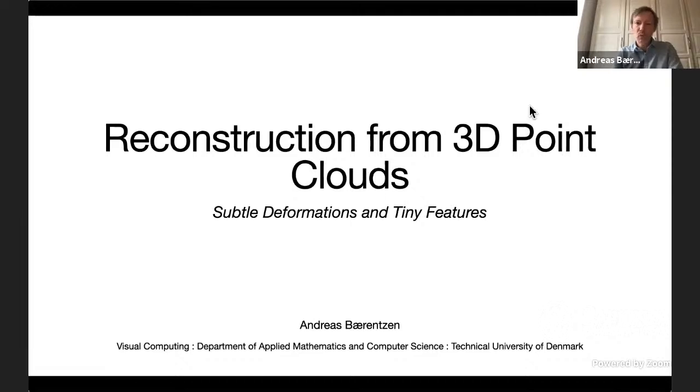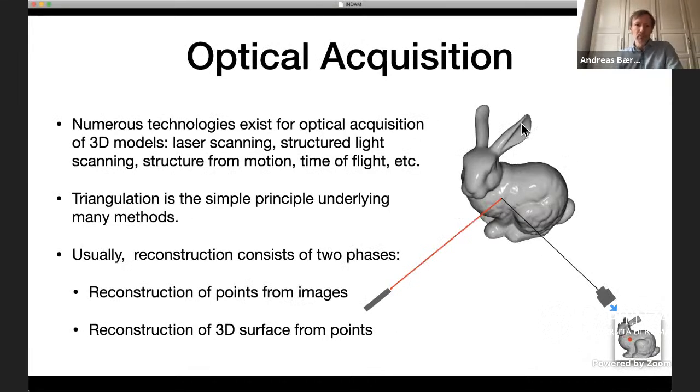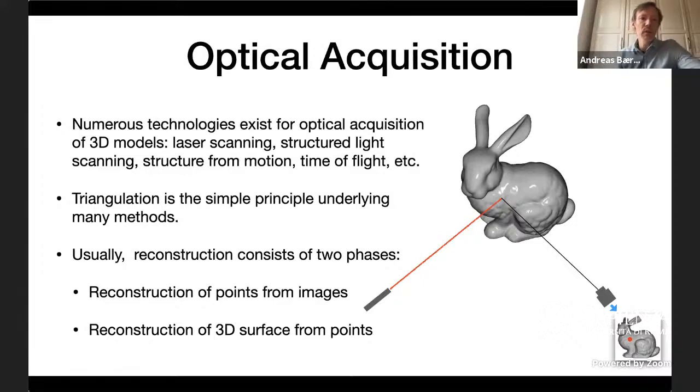Well, generally they come from optical acquisition, at least that's what I'm considering today. There are numerous methods for optical acquisition of 3D models. These range from laser scanning, structured light scanning, structure from motion, to time of flight, and other methods.